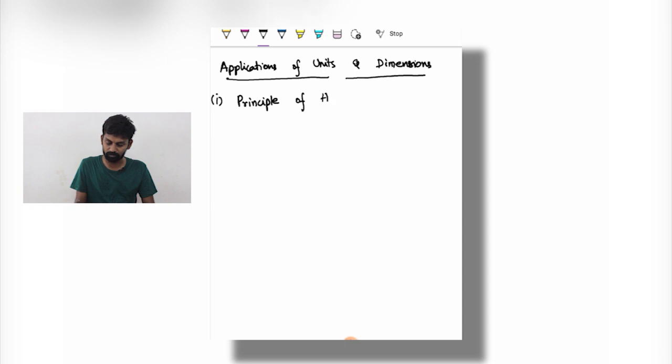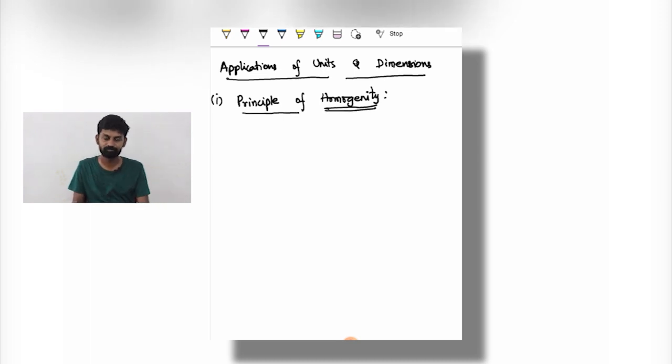What is the meaning of the term homogeneity? Homogeneity means something looking alike. For example, we are adding two physical quantities. If I ask you what is the value of 2 meter plus 3 meter, your answer is going to be 5 meter. But if in the same place I ask you 2 meter plus 3 kg, is it possible for us to answer that? We cannot add 2 meter and 5 kg. It is not possible.